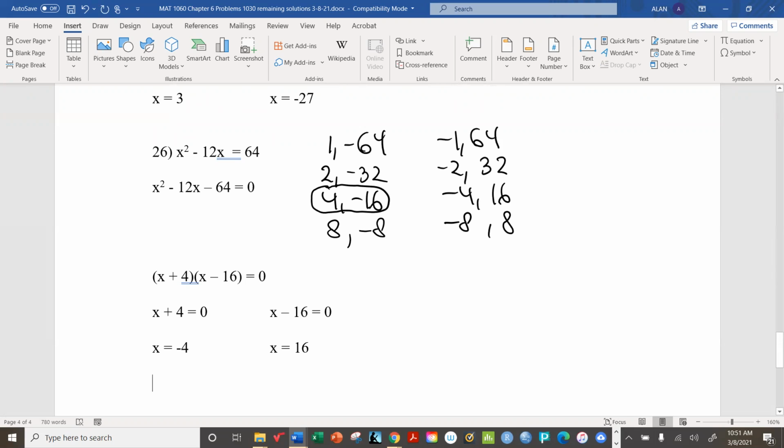Beautiful. Okay, so that was the last of those. Now the next batch of questions are all asking us to solve the equation, but this time with the quadratic formula.